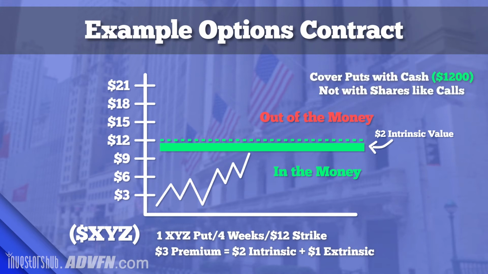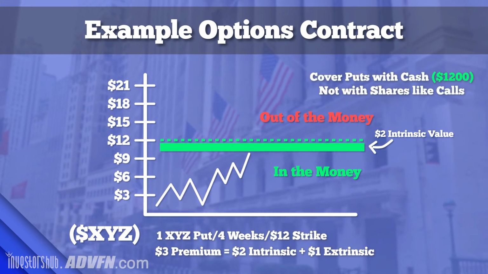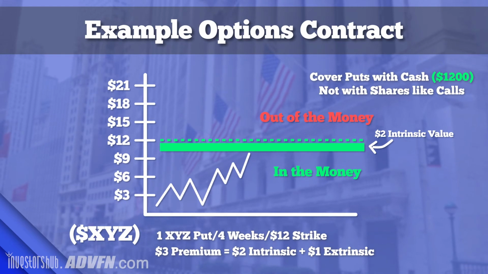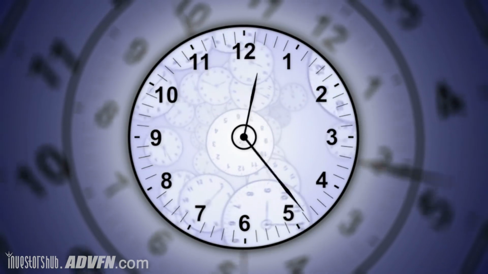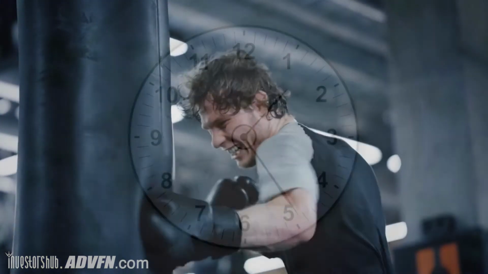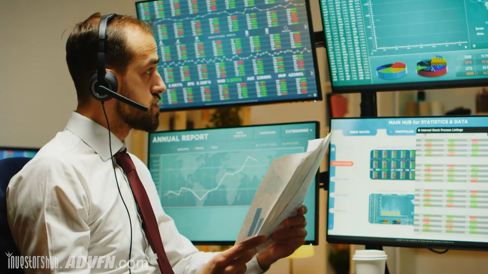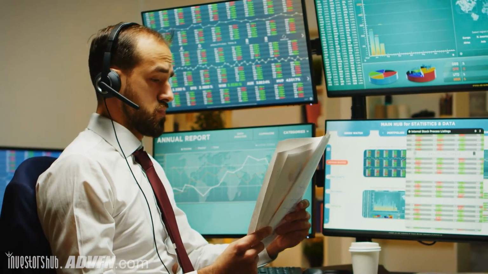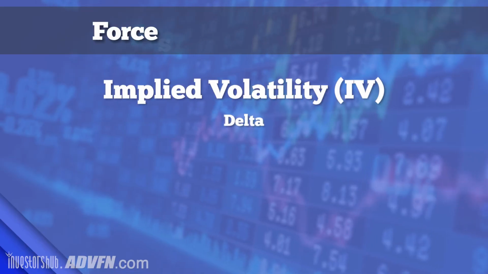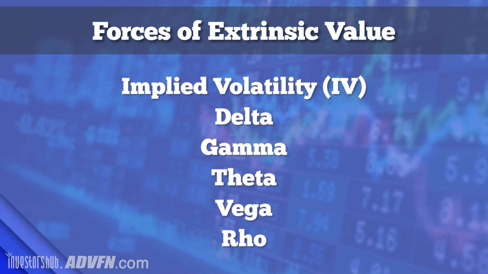In order to ensure that my put is properly covered, I would need to keep $1,200 in cash in my account. So that's the basics of what an option is. It's a time-sensitive financial instrument that gives your money extra leverage and hitting power on the buying side and lets you hedge your position against risk on the selling side. Of course, assuming that the options that you're selling are actually covered. Next episode, we'll be chatting about implied volatility and the Greeks, which are those forces of extrinsic value.